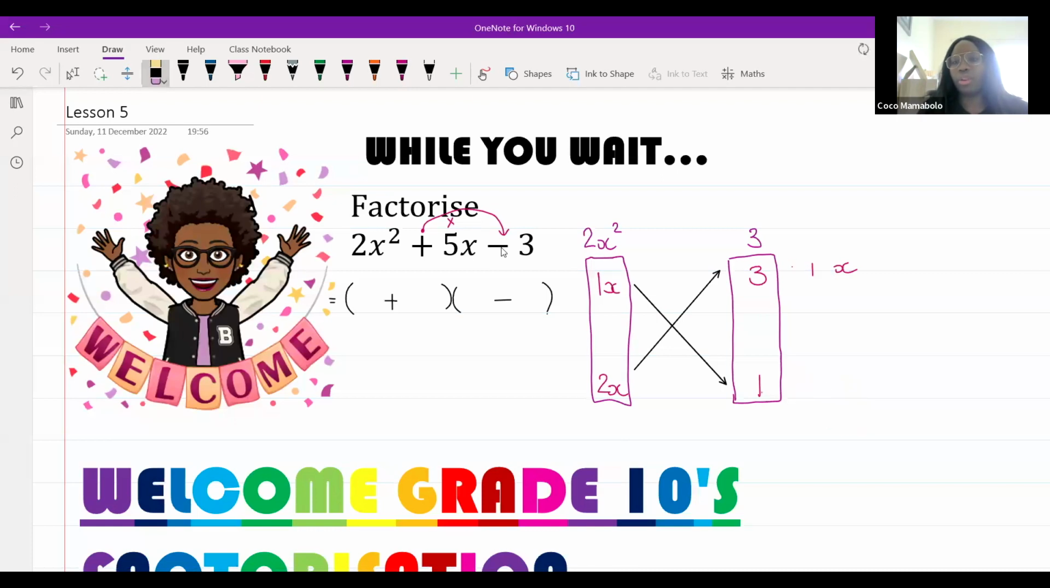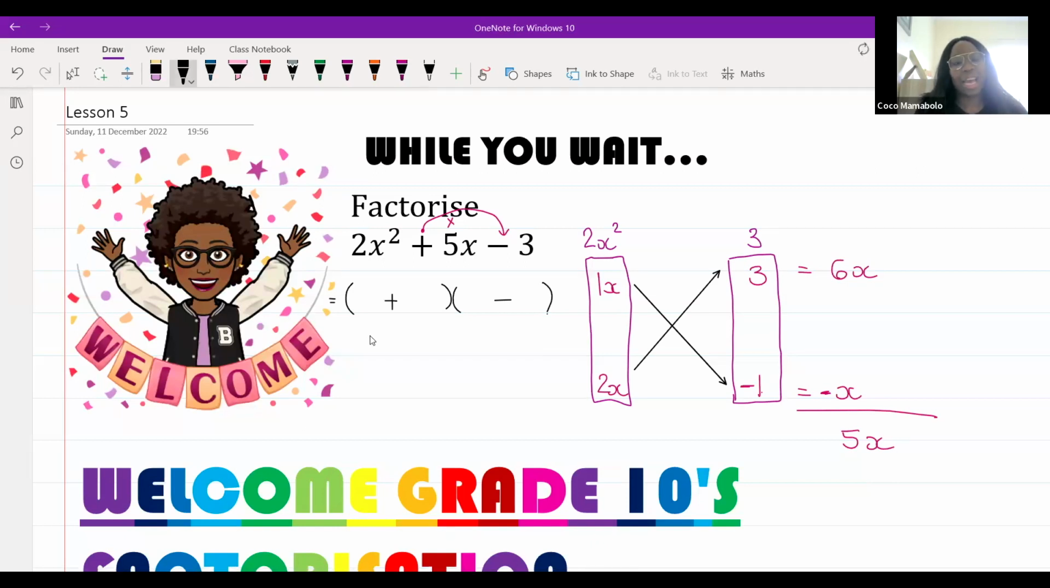Okay. So if I do that here, I'm going to get 1x times 1. That's just going to give us 1x or just x. And then 2x times 3 is going to give us 6x. Good. And now I want 5x. Okay, which one of these needs to be negative? The 6x or the x? I want 5. Correct, the x needs to be negative. So I'm going to make this negative. But the only way that's going to be negative is if my 1 over here is negative as well, because 1x times negative 1 will give us negative x, right?